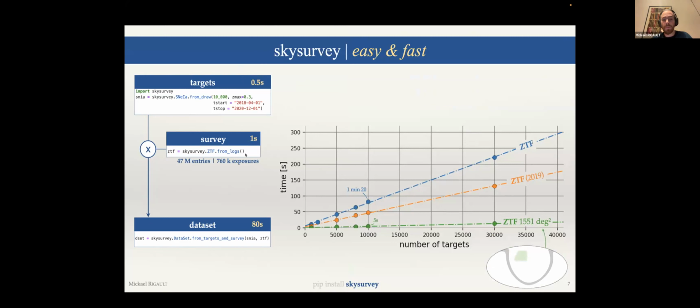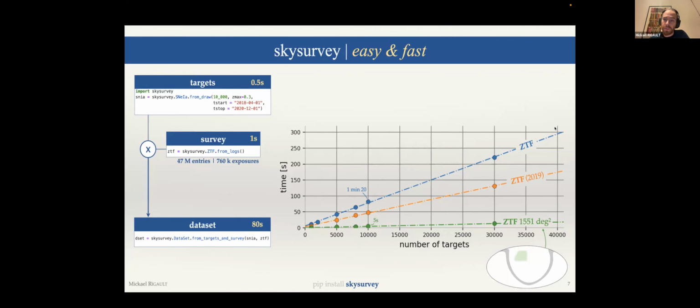Loading a survey takes 1 second because it's just opening a very big data frame with Pandas. And the joining, and this is where the magic comes from, the joining and the light curve generation takes only 1.5 minutes. Here is some benchmark I've been doing. You see that it's a linear increase as a function of the number of targets. And the blue curve here is the full ZTF footprint over the 2.5 years of logs I've been using for this example.